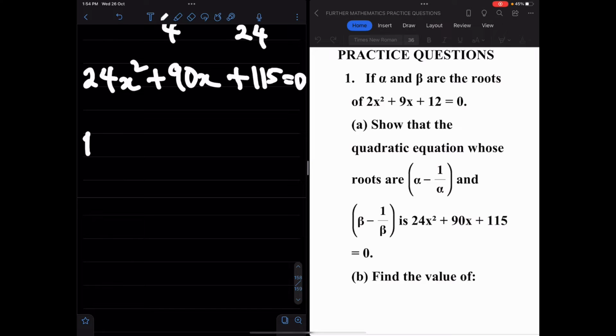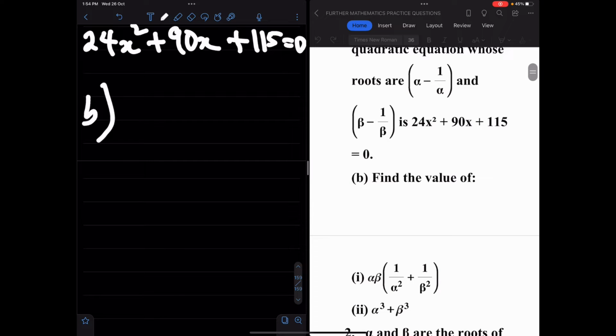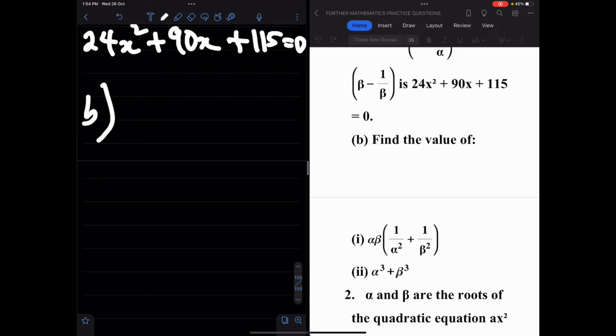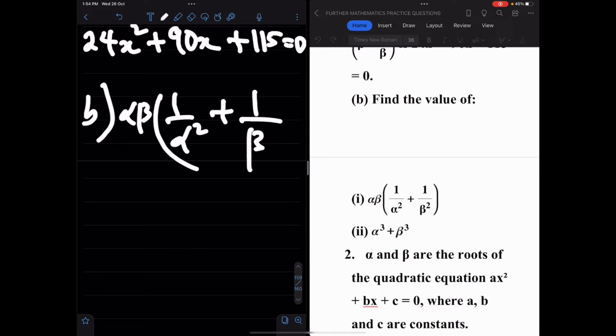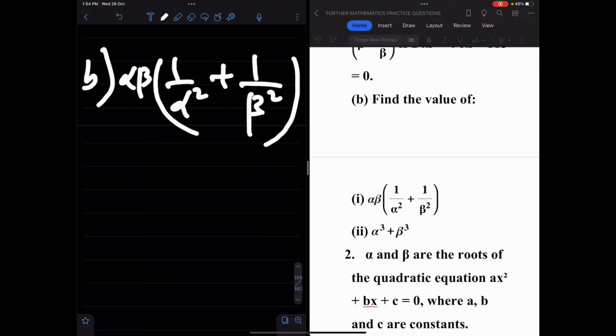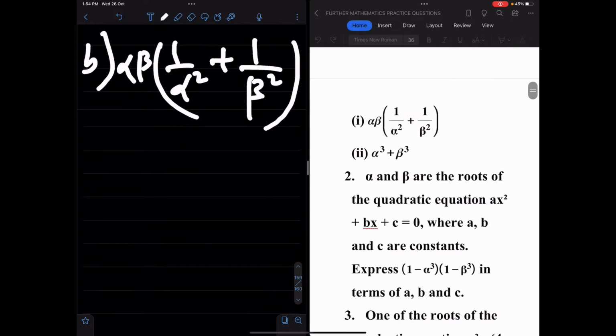Now to question B. That looks a bit tricky, but it's not difficult if you are careful enough and able to simplify. You take your time. Find the value of alpha beta into bracket 1 over alpha squared plus 1 over beta squared. It's a continuation of the question, so we're using the original equation, which is 2x squared plus 9x plus 12 equals 0. Now, how do we do this?